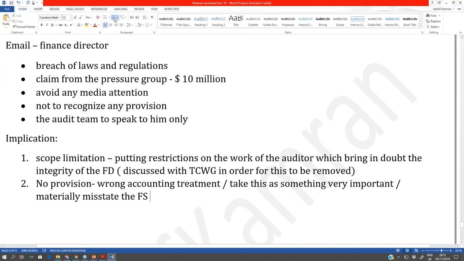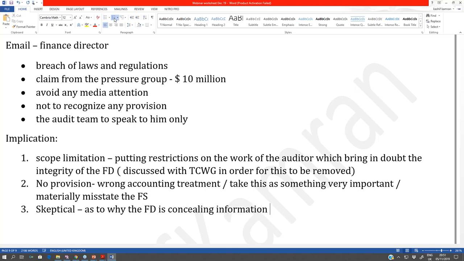So I need to be skeptical. I need to think about my actions. I need to be skeptical here. Skeptical as to why the finance director is concealing information. I need to be skeptical about that. I need to be skeptical why he is not recording a liability.